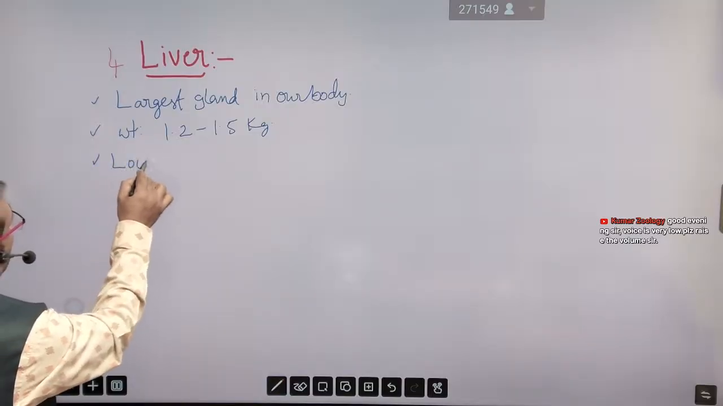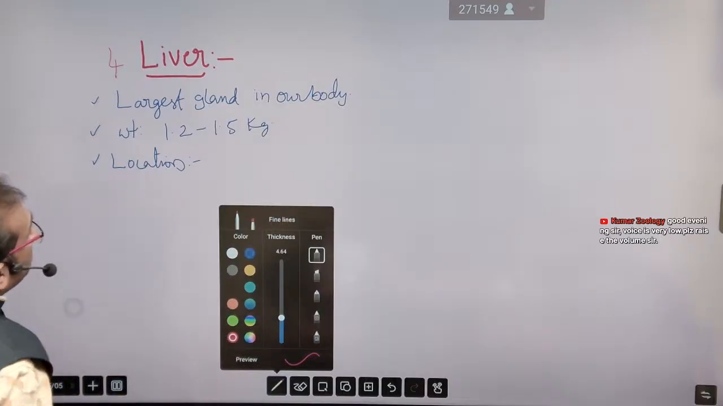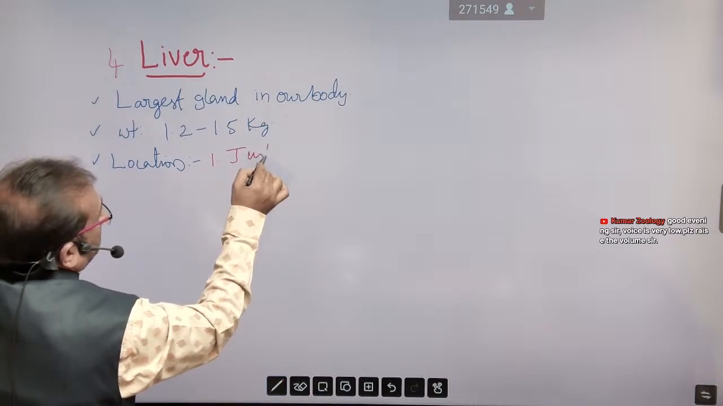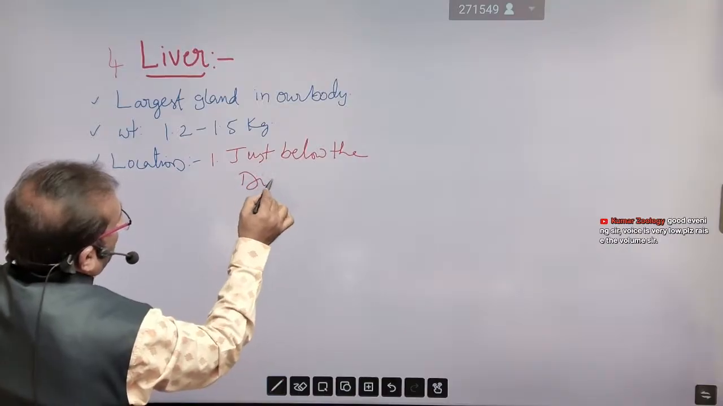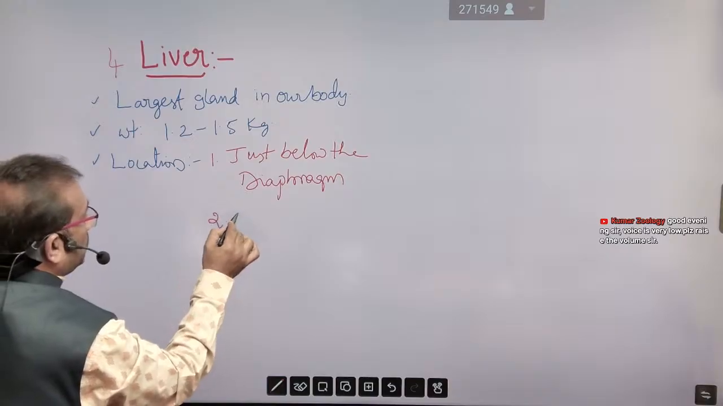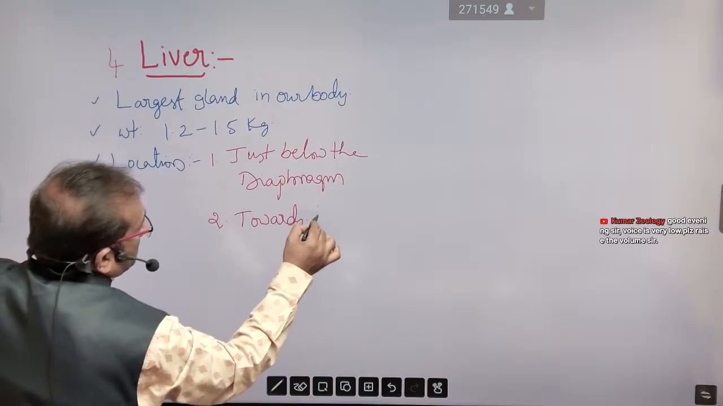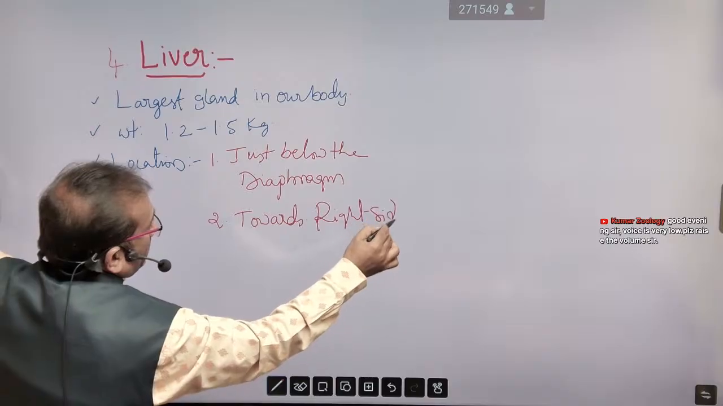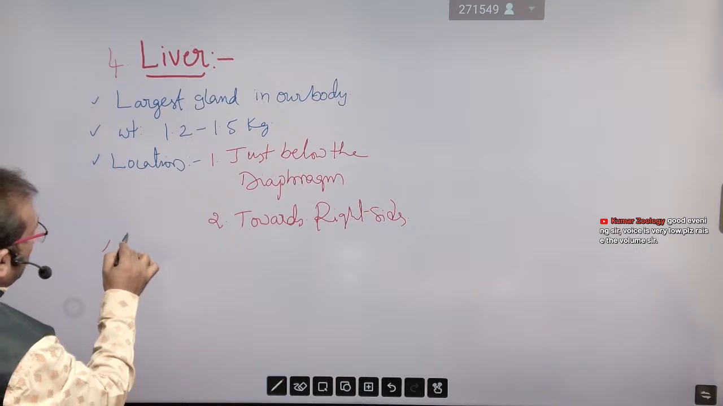Coming to location, where is this liver located? Just below the diaphragm, towards the right side. Are there any lobes? How many lobes are there?